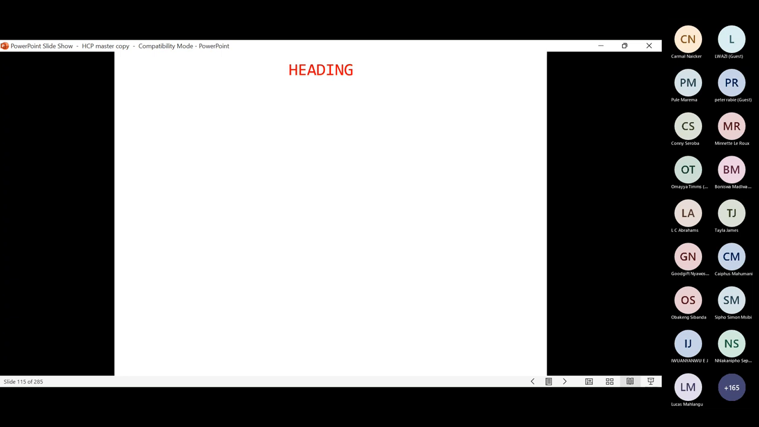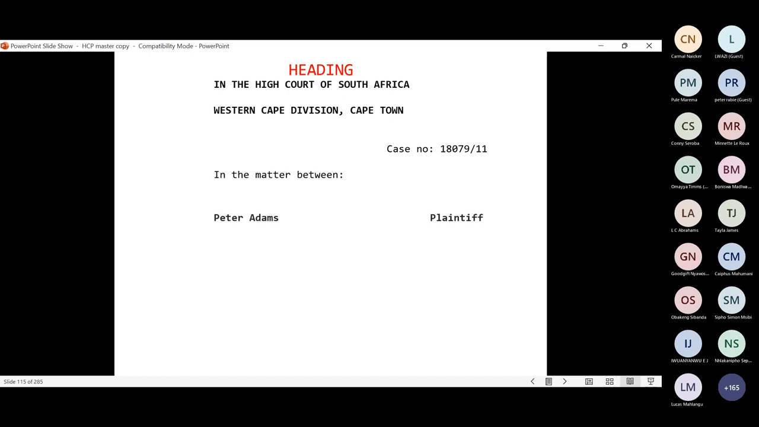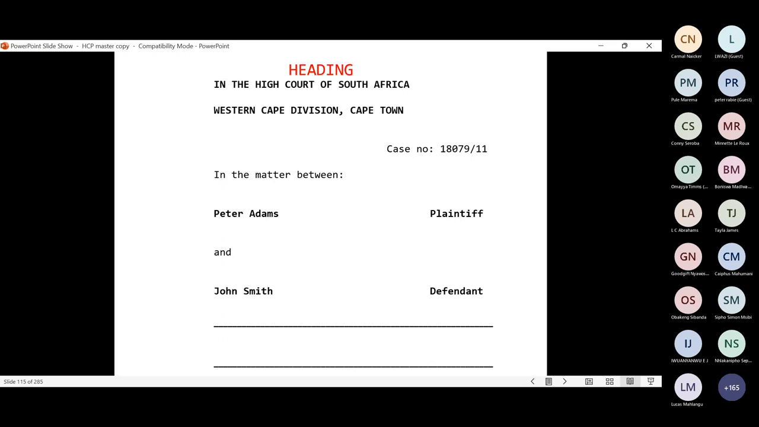Now, when you are going to draft, you're going to draft like this. And the information as to how to draft in the High Court, you'll find in Rule 18, that is the most important rule for drafting. It tells you what the headings would look like. The court out of which you are going to issue, which shows that you know which court has jurisdiction to hear the matter, will have the case number. You usually leave a space open for where the registrar will write in the case number when you go and issue it. In the matter between, and then you have the name of the parties, Peter Adams, plaintiff, and John Smith, the defendant. Then you have the two lines, which they refer to as tram lines.